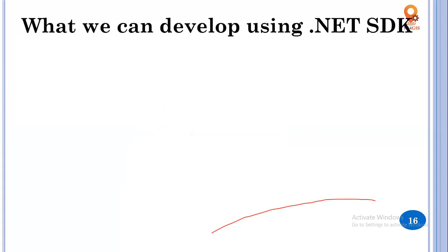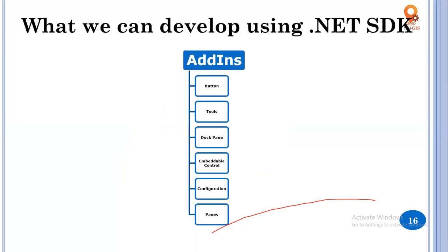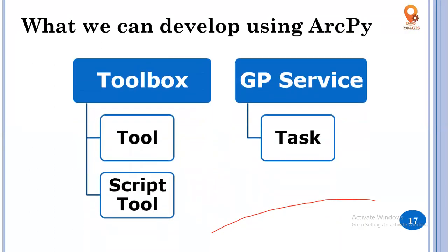What can we develop using .NET SDK? These are the things we can develop in ArcGIS Pro using the .NET SDK. We can develop buttons, tools, dock pane, embedded control, configuration, pens. I will explain all these things when we start development on ArcGIS Pro. And after that, using ArcPy, what can we develop? We can develop the tool, the script tool, the task. Everything is going to be developed inside ArcGIS Pro only.